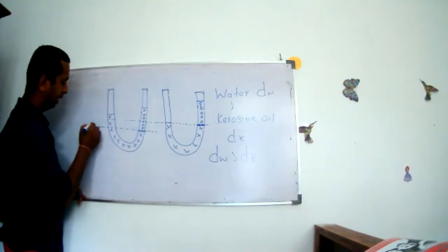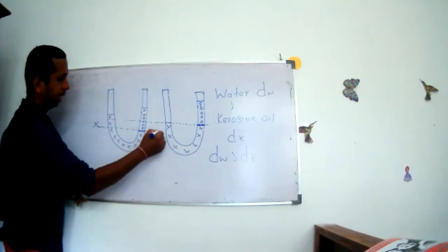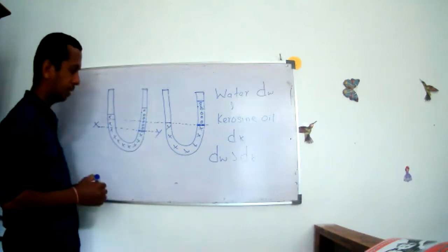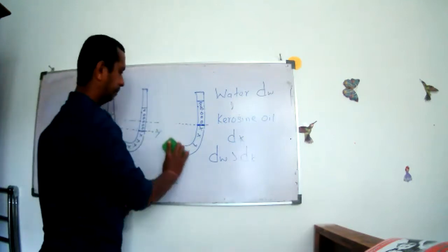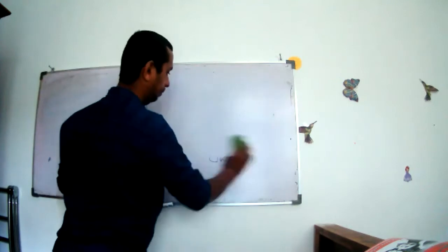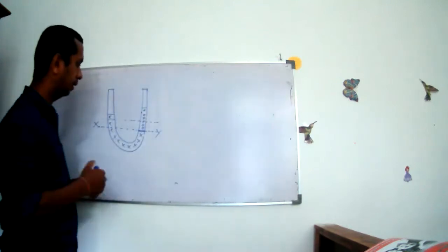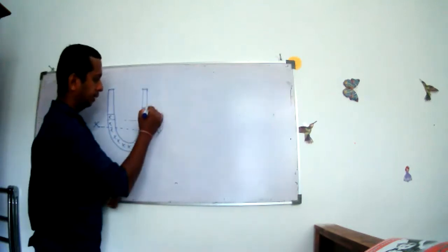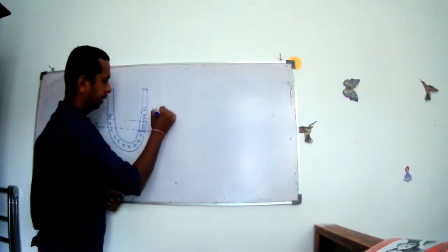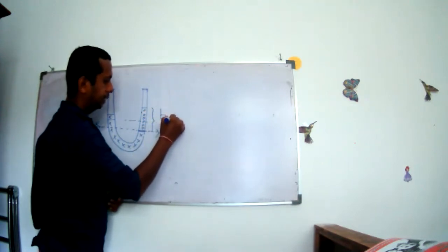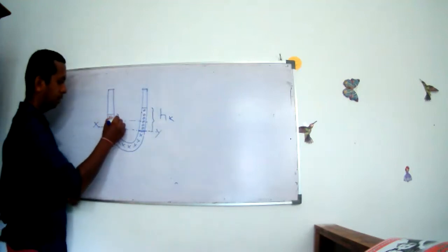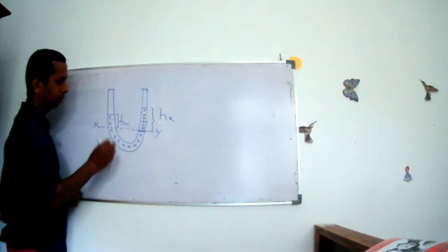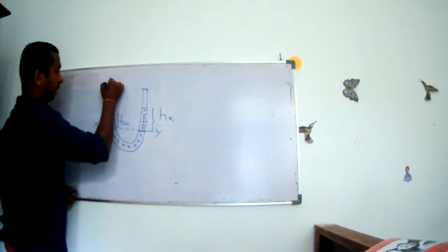Now this is my new interface level. I am going to define that level as X and Y. Then I am going to take the height of this kerosene oil column as hK, and the height of the water column as hW. So this is the atmospheric pressure P i.